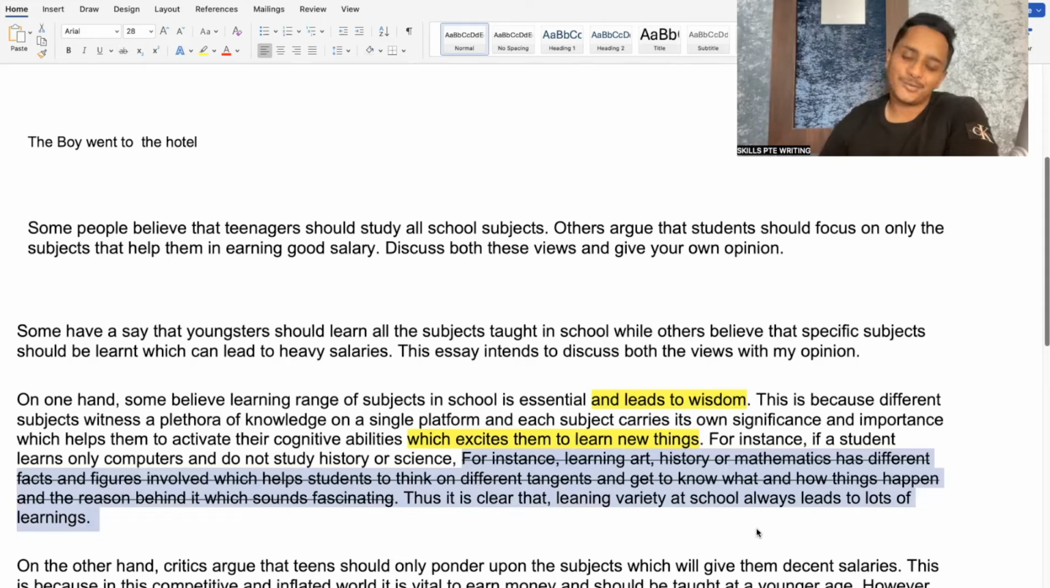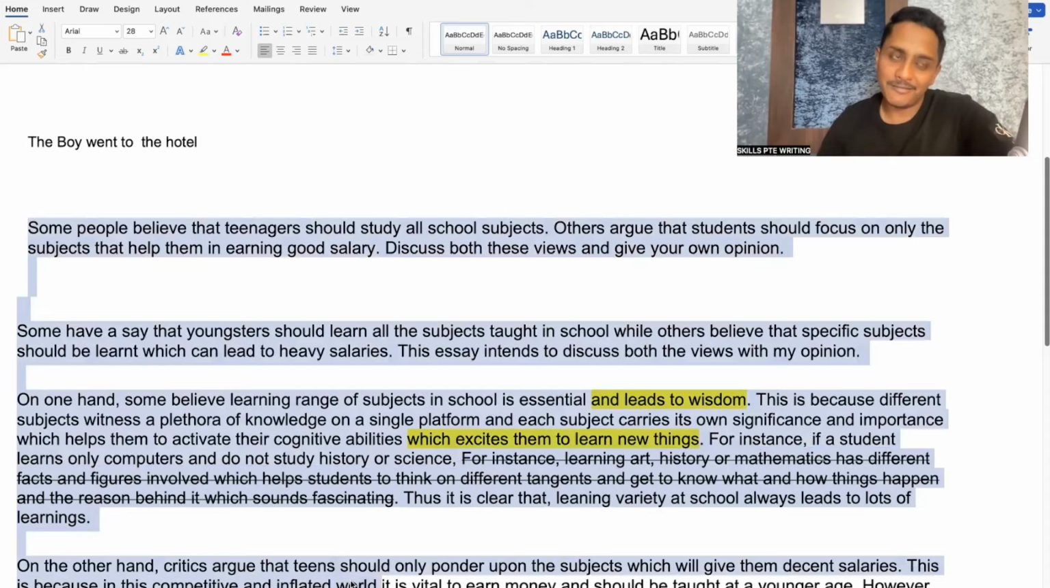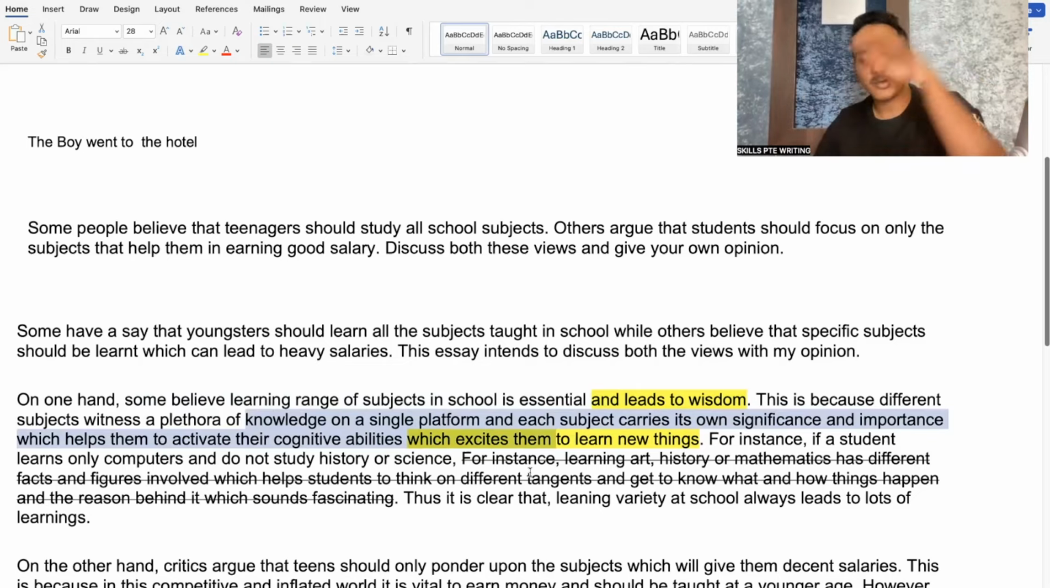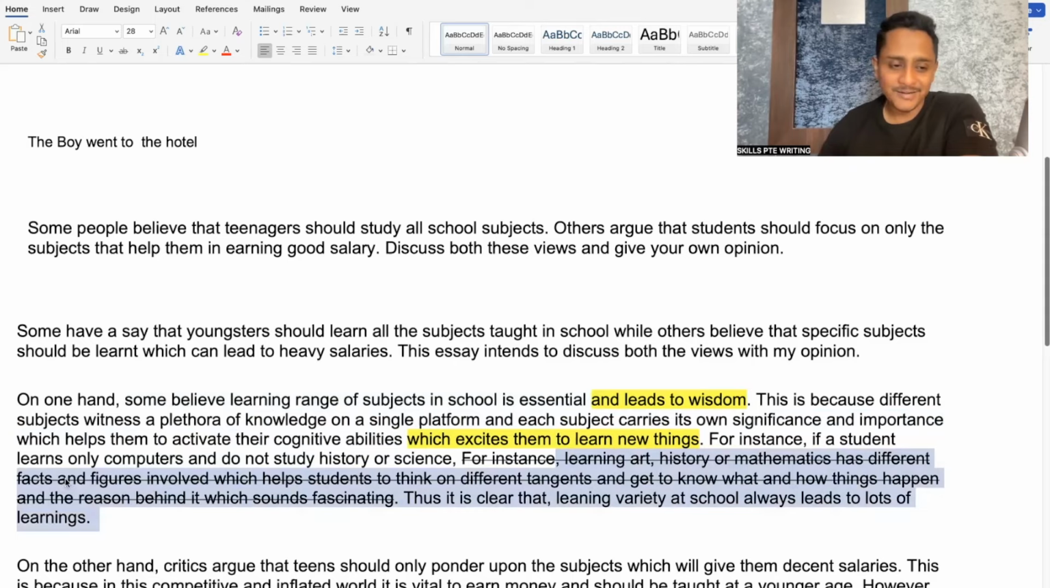See, whenever you talk about, for instance, always remember this essay is like an 11 story building. Correct? The first line is like the 11th floor. Second line is like probably 5th, 6th floor. Example, you come to the basement. Means go to specific. Go deeper. That is proper. Learning art, history, mathematics has different facts and figures involved. Means what? Which helps students to think on different tangents. Means what? And get to know what and how things happen. Like what things? And the reason behind it. What? Which sounds fascinating. Like how?